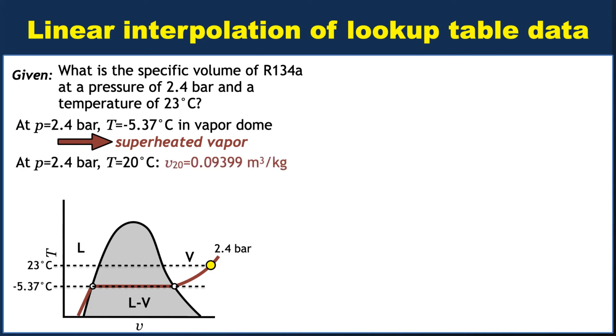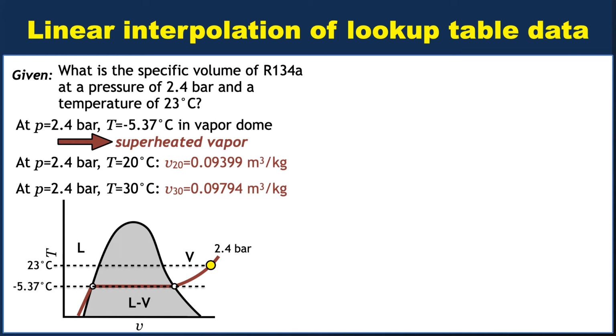So for this pressure and 20 degrees Celsius, the specific volume, which I'll subscript 20 just so we remember it corresponded to 20 Celsius, is 0.09399 cubic meters per kilogram. We look up the entry for 30 degrees Celsius. V30 is 0.09794 cubic meters per kilogram.